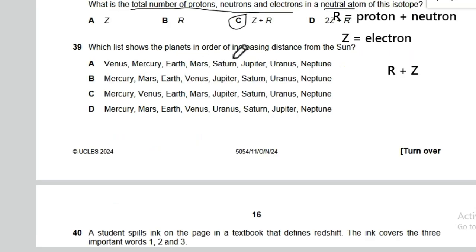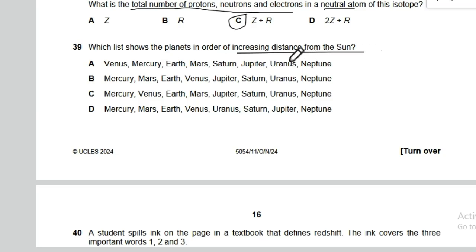Question 39. Which list shows the planets in order of increasing distance from the Sun? This is also a very easy question. We know that the list of the planets is Mercury, Venus, Earth, Mars, Jupiter, Saturn, Uranus and Neptune.